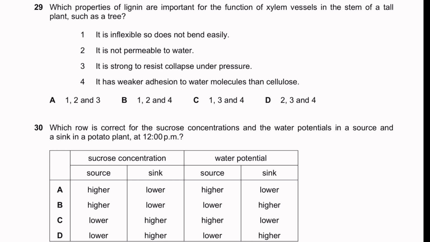29. Which properties of lignin are important for the function of xylem vessels in the stem of a tall plant such as a tree? So the properties of lignin that are important in xylem of a tree, well, basically it's inflexible, so it does not bend easily, that is correct. It's not permeable to water, really important to avoid the leakage of water. It's strong to resist collapse under pressure, very important too. It has weaker adhesion to water molecules and cellulose. Well, this is not really important, actually. We need to have 0 adhesion, so that's why the answer is 1, 2, and 3 only.